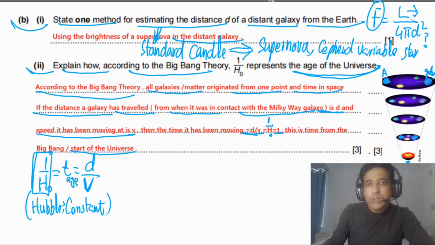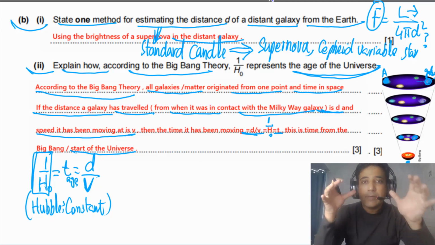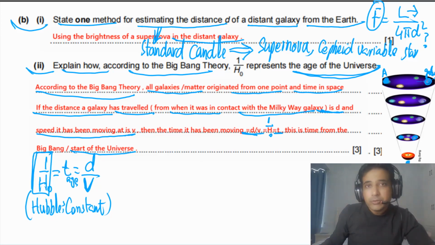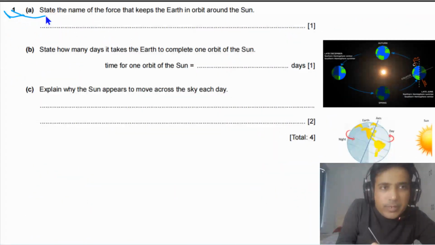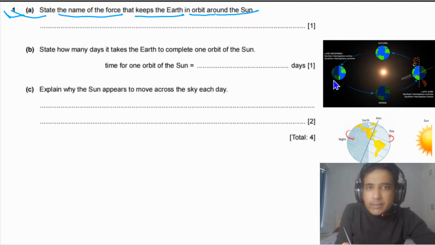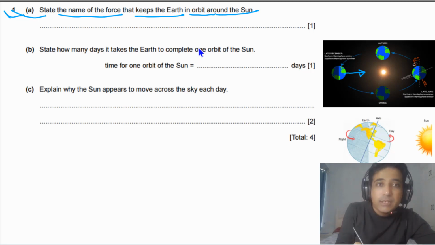So this is how you can answer this question, and until now we have discussed questions about P4, and now we will discuss questions about P3 after this. For question number 1, part A, we need to state the name of the force that keeps the earth in orbit around the sun. It means why does this earth stay in the orbit. So there is a force of attraction between earth and the sun. That force of attraction we call gravitational force. So simply we can say the answer for this question is gravitational force. So we can write down gravitational force.